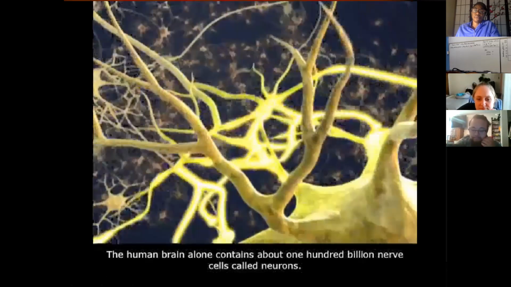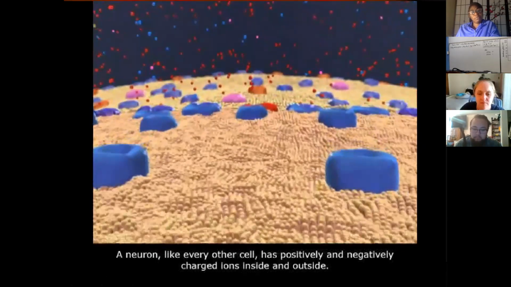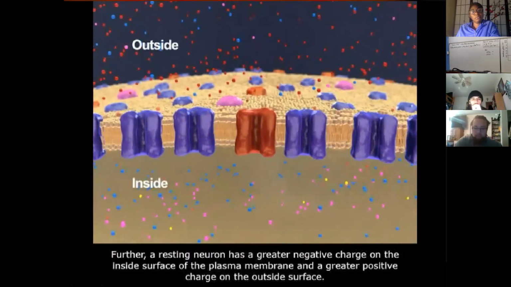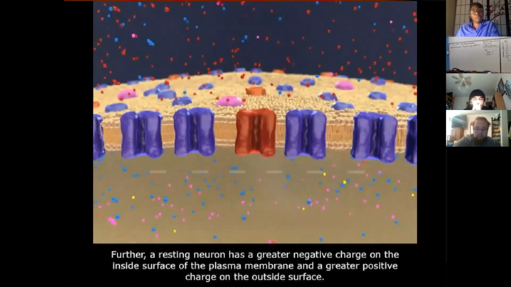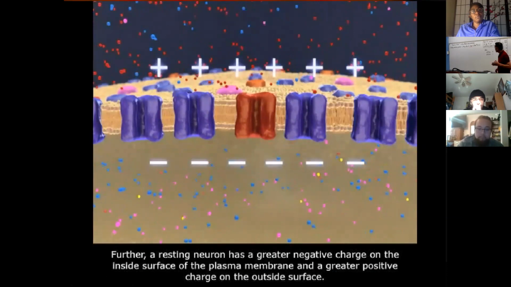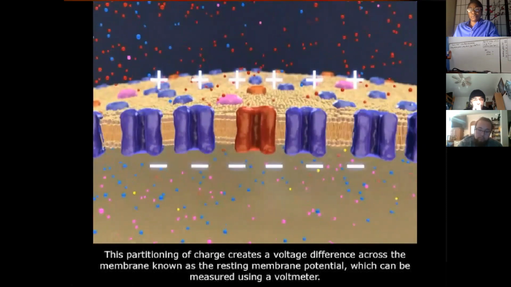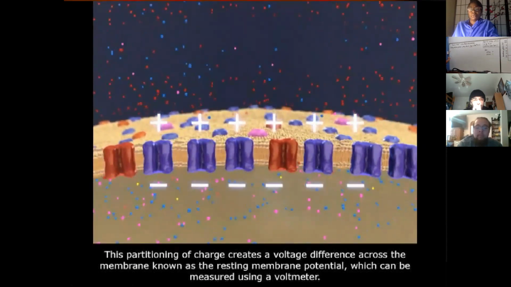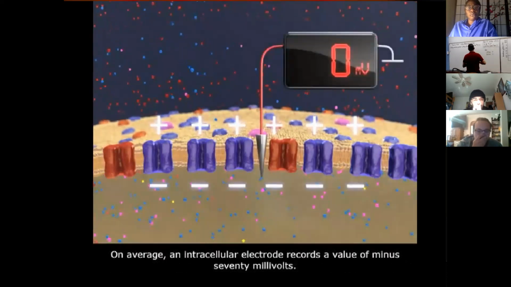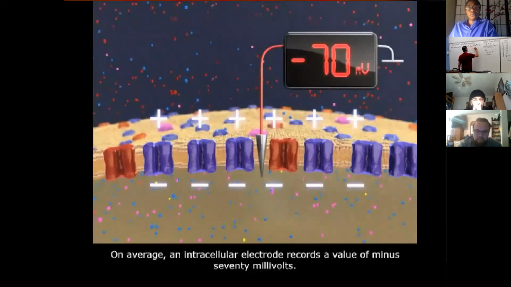A neuron, like every other cell, has positively and negatively charged ions inside and outside. Further, a resting neuron has a greater negative charge on the inside surface of the plasma membrane and a greater positive charge on the outside surface. This partition of charge creates a voltage difference across the membrane, known as the resting membrane potential, which can be measured using a voltmeter. On average, an intracellular electrode records a value of -70 millivolts.